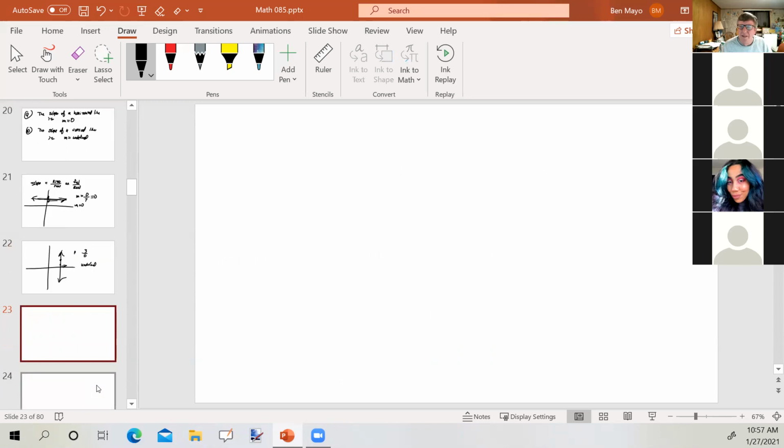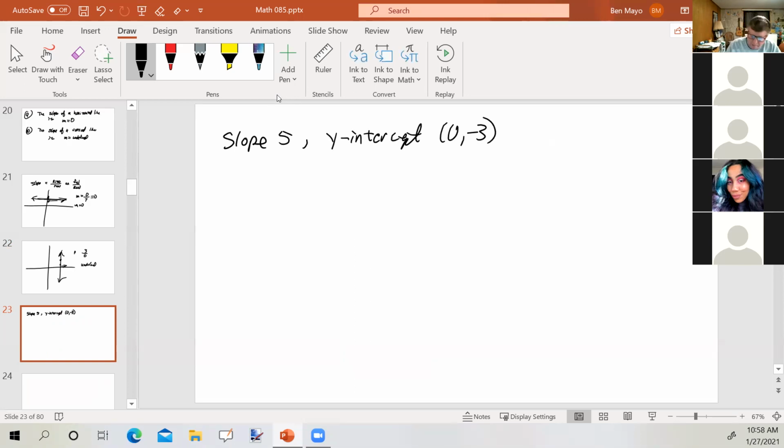It says, write an equation for a linear function. So we're going to use function notation, whose graph has the given characteristics. All right, it has a slope of 5 and a y-intercept of (0, -3). Okay, now, slope of 5. So that means that m, which is the letter we use to represent slope, is 5. And b, the letter we use to represent the y-intercept, would be -3.